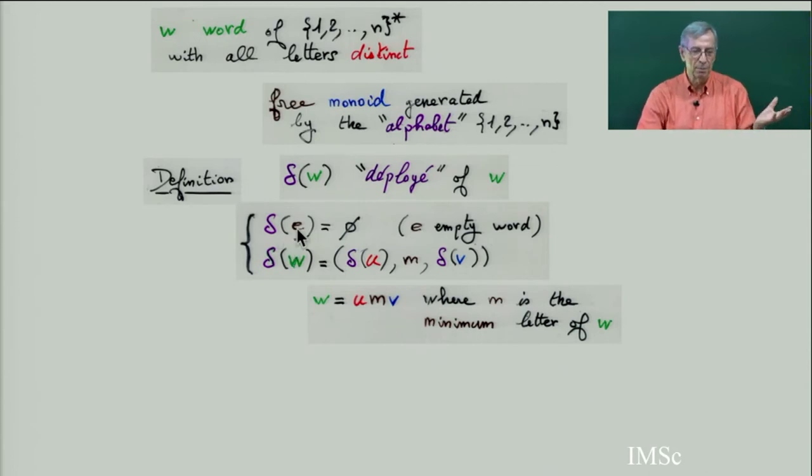So if the word is empty, if there is nobody, then the tree will be empty. Now the déployé of a word W: look at the minimum letter. It's not necessarily a permutation, but all the letters are distinct. So look at the minimum letter, and then you cut your word W as U m V, and then you take the déployé of U, the déployé of V, and build this binary tree recursively.